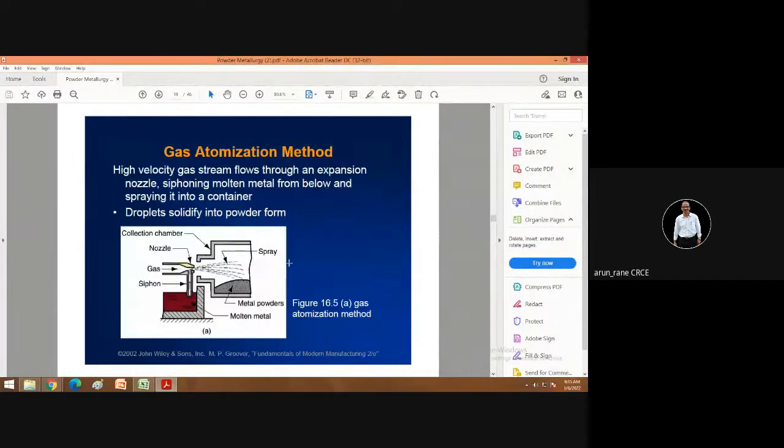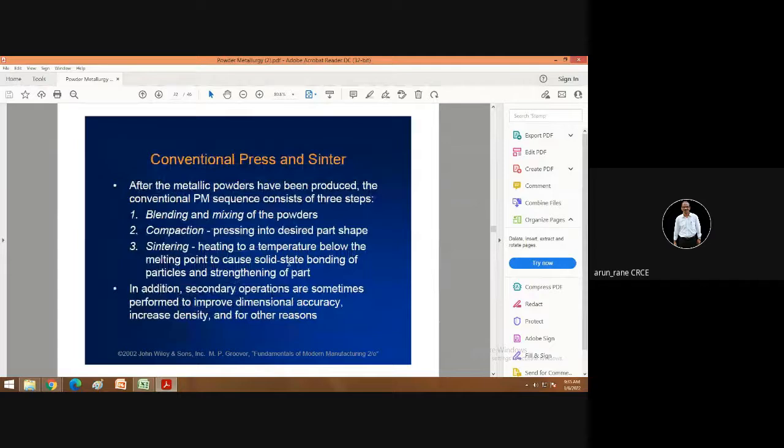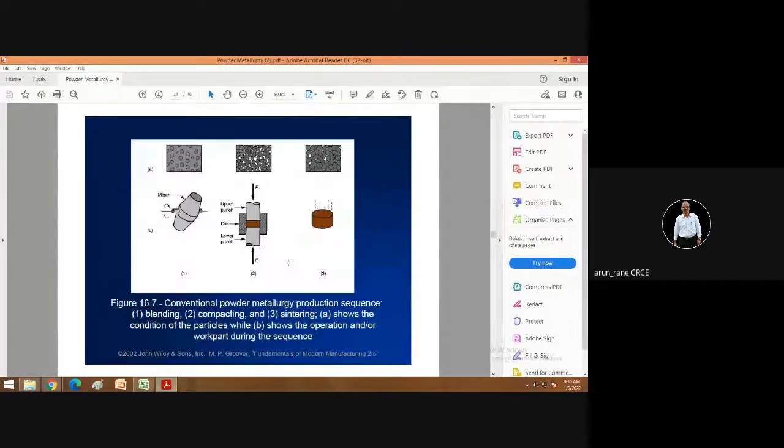These are the methods. Compaction is followed by sintering. First is blending, mixing, then compaction, then sintering. Blending, compacting, sintering. This is your blending. This is your compacting. Blending is basically nothing but mixing, and then it is followed by sintering, that is heating.